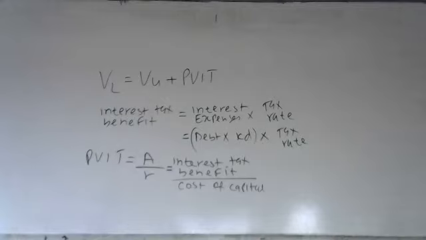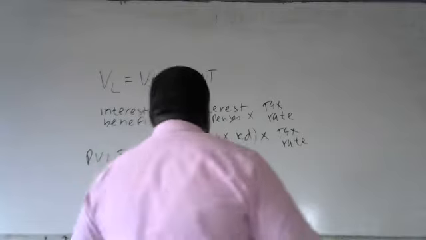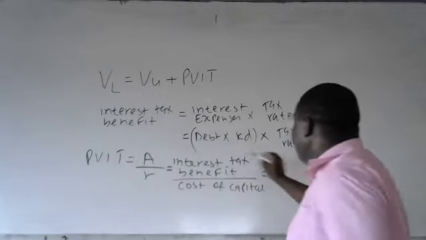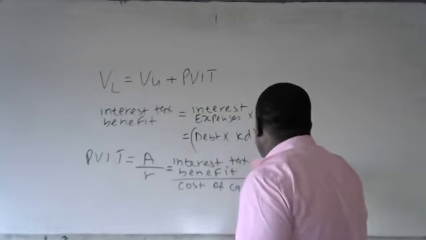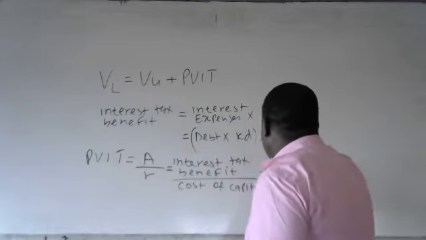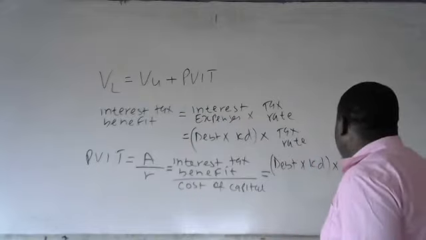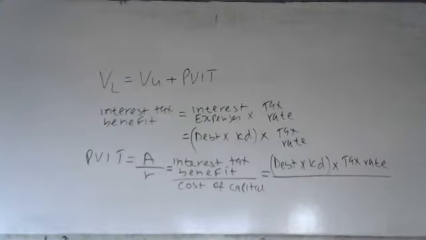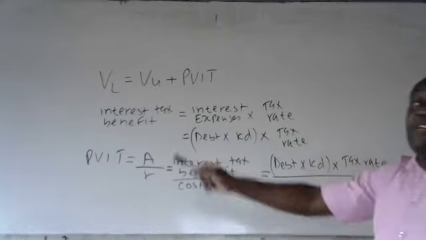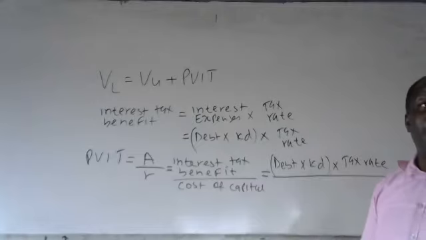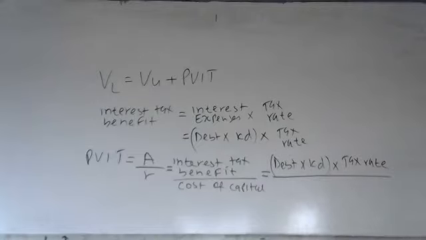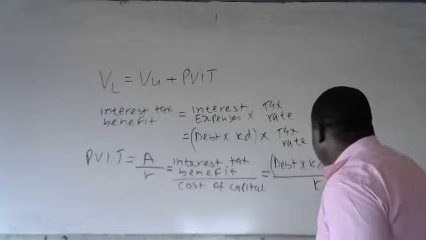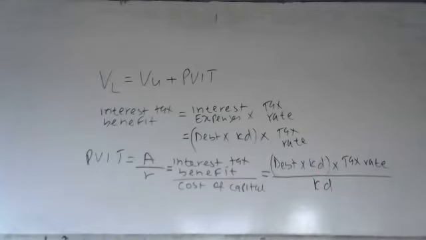So that annuity is the interest tax benefit, then we divide by the cost of capital. This interest tax benefit is the same as the debt multiplied by KD, and then we also multiply by the tax rate. Now we divide by the cost of capital. The cost of the debt is still the interest rate, so we shall be dividing by KD.